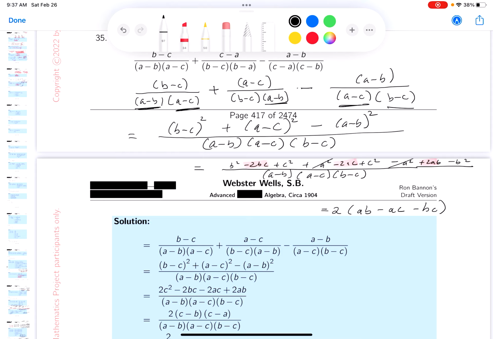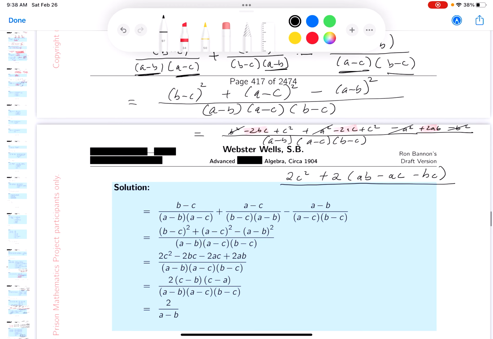Whoops, I didn't mean to put an equal sign there. Sorry about that. Let's take a look. I got the A squareds disappeared. What do you get? The B squareds disappear. And then I get 2 C squareds, all over A minus B, A minus C, B minus C. Well, you know what? I got problems now. And I'll tell you what the problems are. I got to factor that.